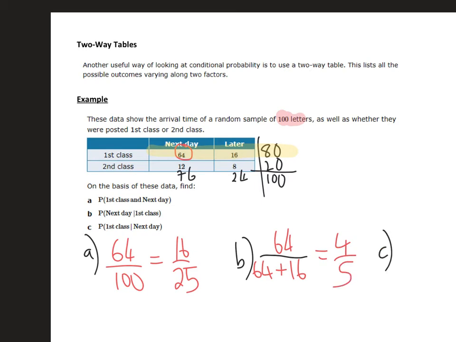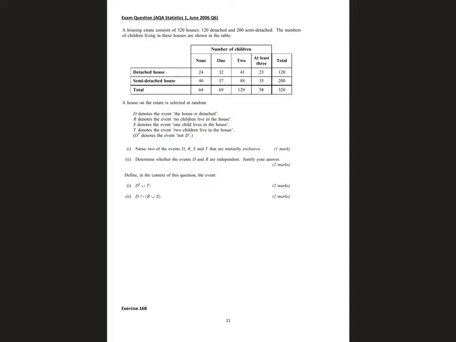And C, find the probability it was first class, given that it arrived next day. So I'm going to do this one in green. So this was my next day, so there's 76 altogether. But I'm going to write that 76 as 64 and 12. So out of those, which ones were first class? It was 64. So it's 64 out of 76, which as a fraction is 16 over 19. Yeah, so two-way tables are nice and quick when you're talking about conditional probability.